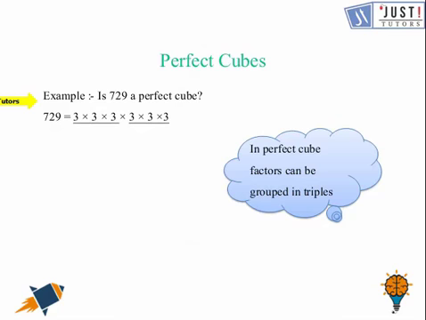Now let us see this example. Is 729 a perfect cube? We can write 729 in this manner after prime factorization. As you can see, the factors are grouped and no number is left. A perfect cube's factors can be grouped in triples in this manner. Therefore 729 is a perfect cube. So the answer here is yes.